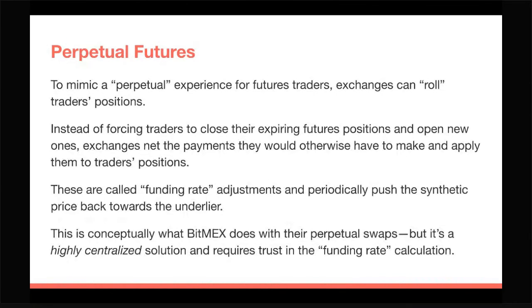And what I'm really doing here is framing BitMEX's perpetual swaps. One way to think of that perpetual swap is almost like an 8-hour future, a future that expires every 8 hours, that the exchange is auto rolling for you while you pay this funding rate adjustment to keep the synthetic tracking in line with the underlier. Hit the next slide.